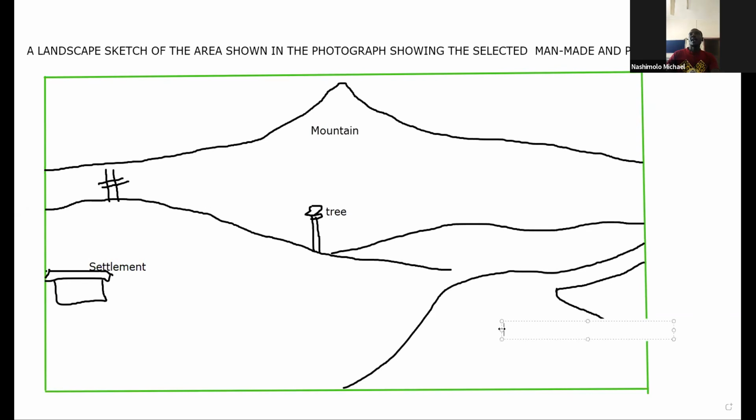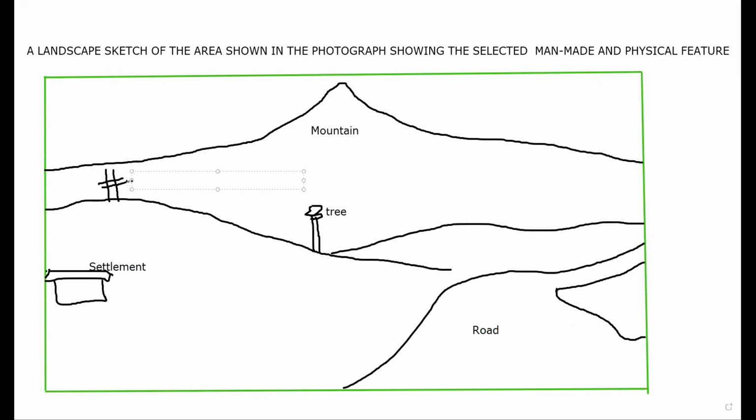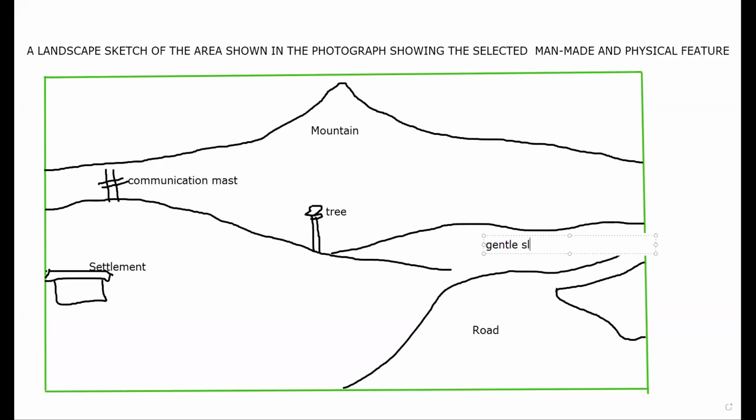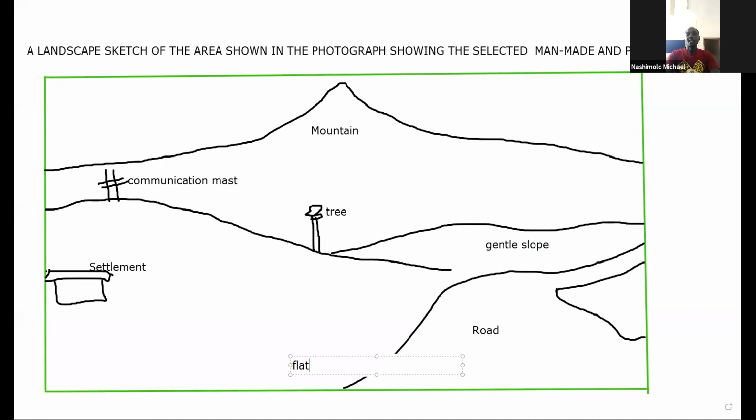Then here, where we had the road, sometimes they might say communication routes, but you must be specific. So that is our road, our communication route. Now, if you want a gentle slope, it is possible. You can write gentle slope. And in the foreground where we have the road, we can have flat land there.